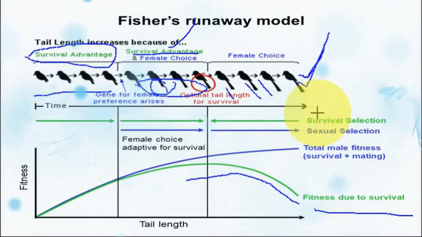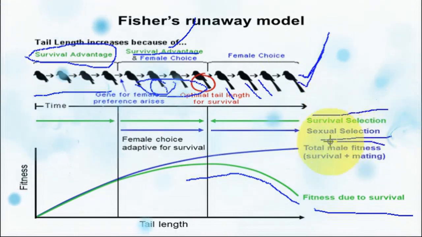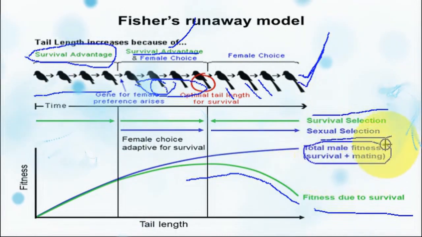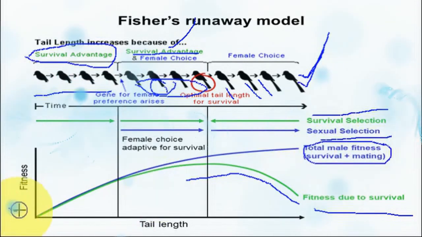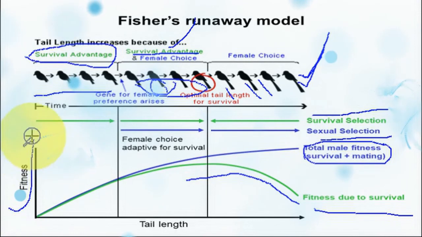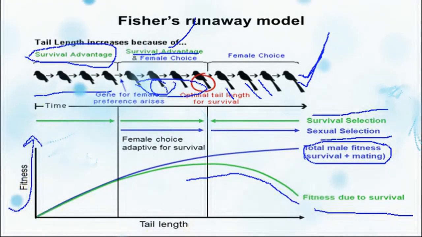That is what is called survival selection and sexual selection. Together they make the total male fitness, survival as well as mating. So this mating fitness is increased. Overall, the fitness is increased. This is what Fisher's runaway model says.